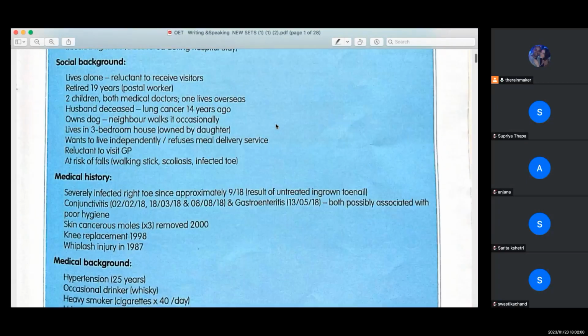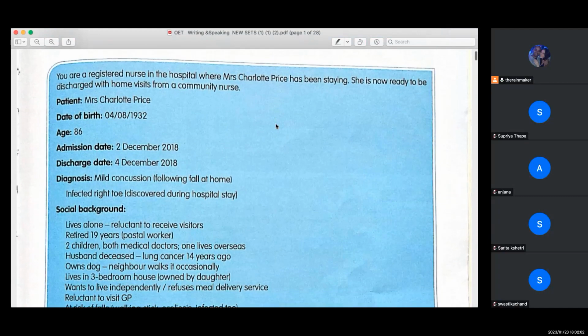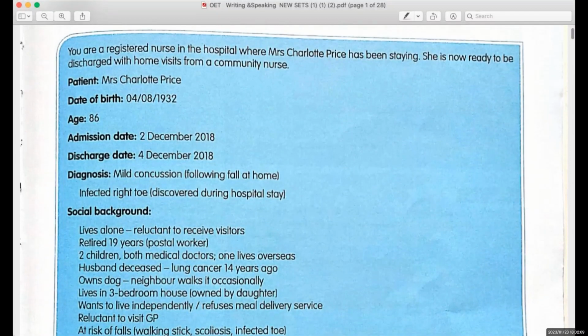So let's read this and try to understand. I'm going to teach you how to write everything, and then you're also going to do this as a homework, right? So, you are a registered nurse in a hospital where Mrs. Charlotte Price has been staying. She is now ready to be discharged with home visits from a community nurse. So you must be thinking that since the patient is getting discharged, why is it not a discharge letter? Why is it a referral letter? These kind of questions come to mind. I will answer that in a while.